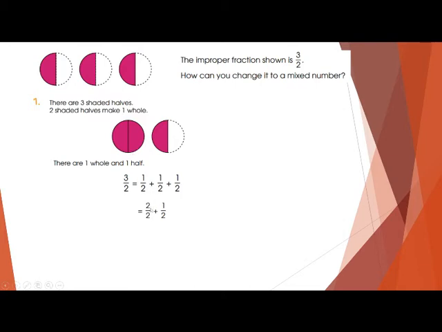So we will write one whole, and you know how to write it, 1 and 1 half, in the form of this one. Okay, this is called the mixed number. The mixed number is one whole and 1 half.